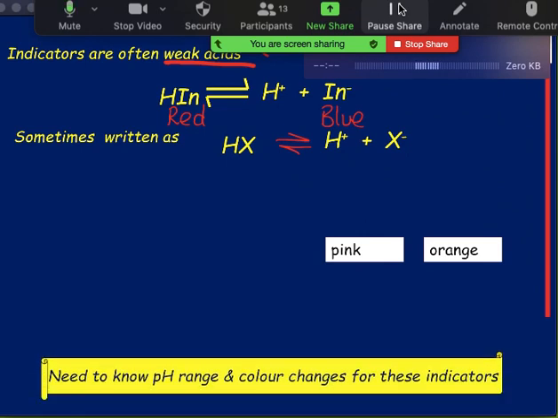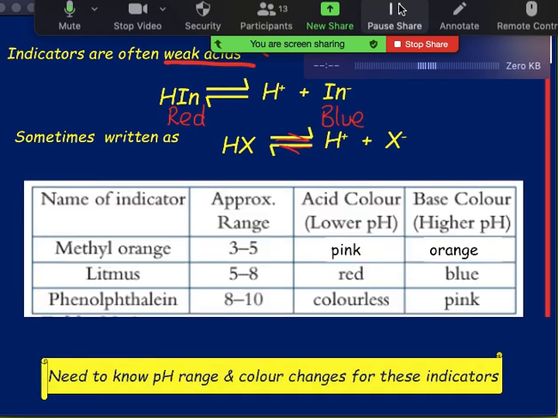Now you need to know the pH range and the color change for the indicators that we've used, essentially. So I'm going to give you 3 indicators in the table. I don't know what you have written, but these are them. And when we do our titrations, this is our color change. So methyl orange, you should know by now, is orange to pink, and phenolphthalein is pink to colorless. But now we're giving you a pH range, and I'm going to explain what these mean in a little while.